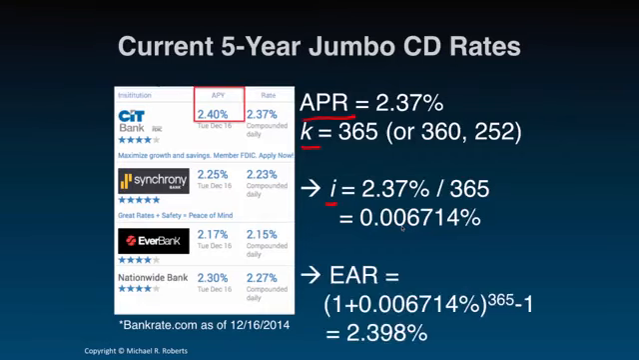Which means the effective annual rate, which equals 1 plus I to the K, which in this case is 1 plus 0.006741% raised to the 365th power, gets me to just under 2.4%. So when we round the 2.398, we get about 2.4%.